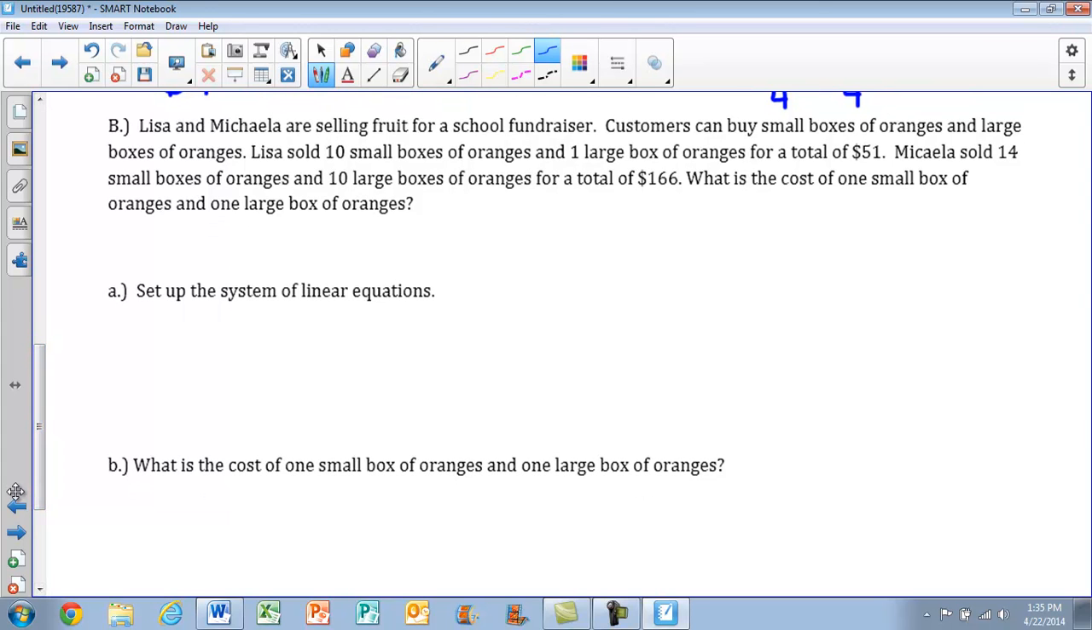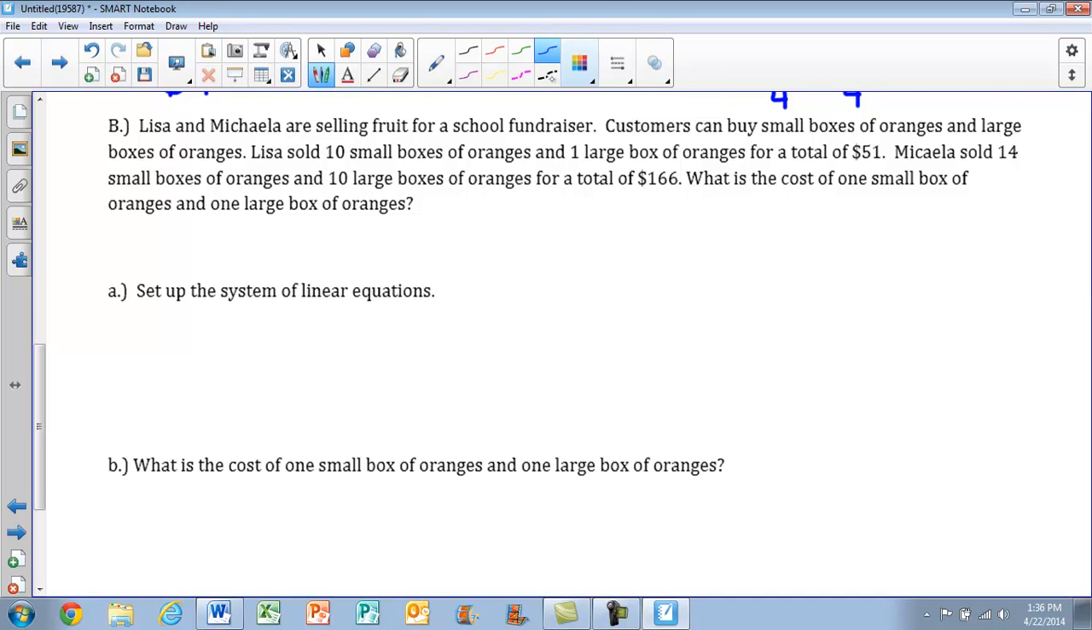We have that Lisa and Michaela are selling fruit for a school fundraiser. Customers can buy small boxes of oranges or large boxes of oranges. Lisa sold 10 small boxes of oranges and 1 large box of oranges for a total of $51. Michaela sold 14 small boxes and 10 large boxes for $166. What is the cost of 1 small box of oranges and what is the cost of 1 large box of oranges?